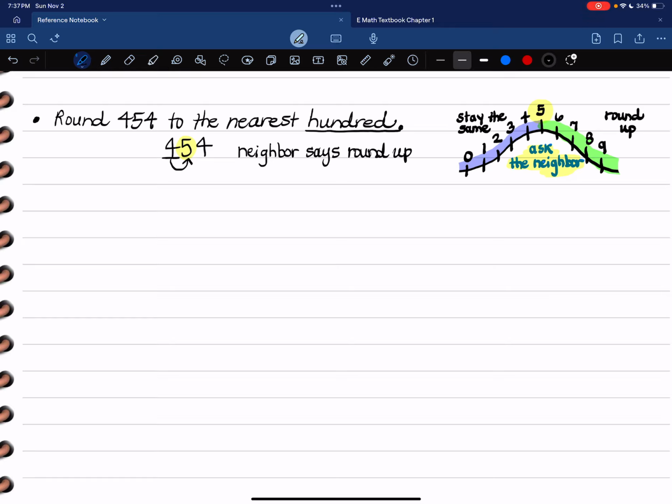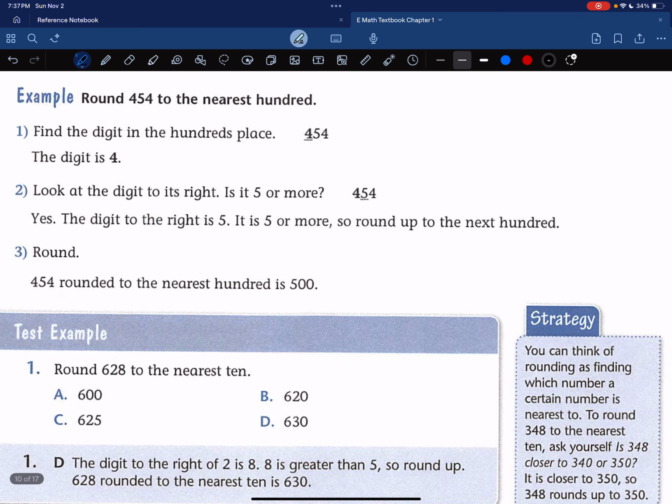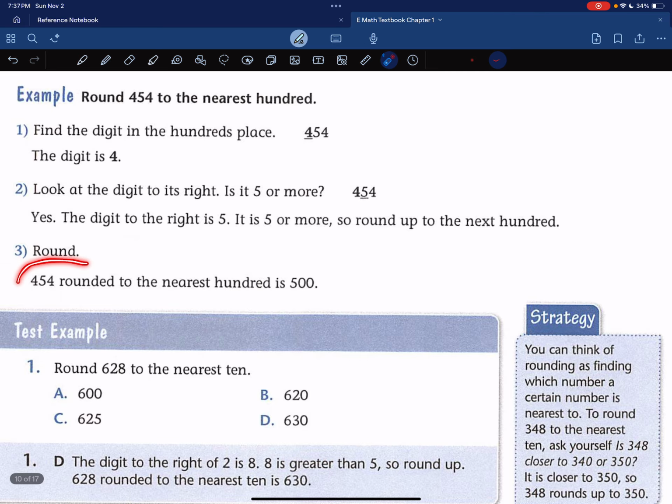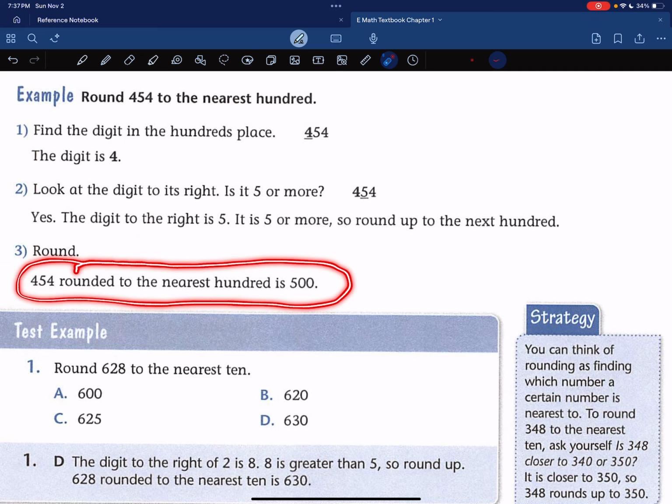So the underlined 4 becomes a 5, and these places get rounded off. So 454 is closer to 500 than to 400. Let's check ourselves. 454 rounded to the nearest 100 is 500. So we are correct.